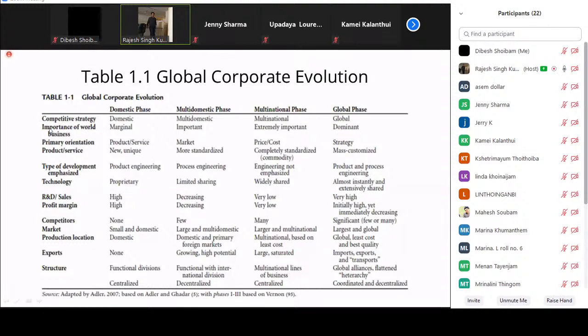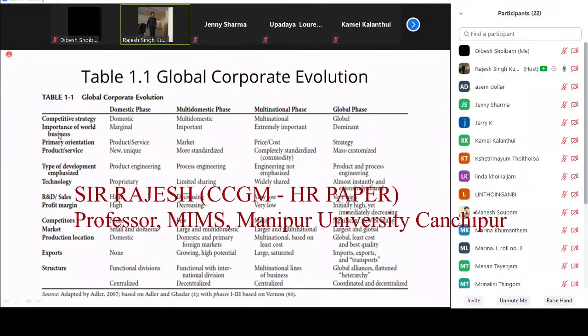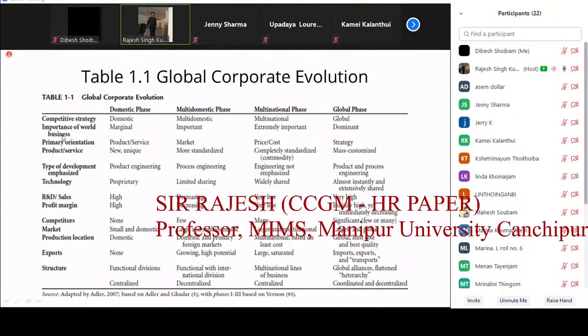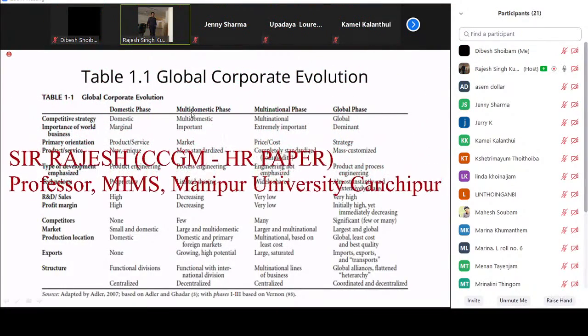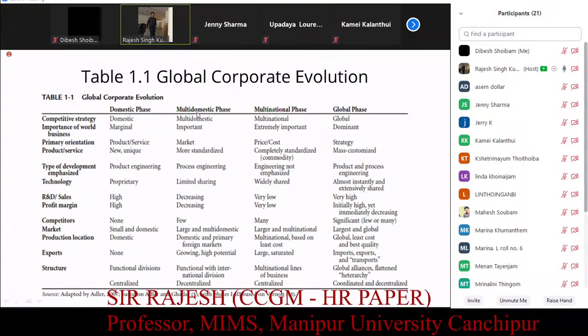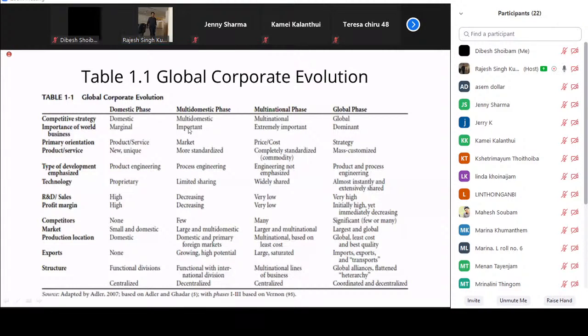Look at the second characteristic, the importance of world business for a company in the domestic phase. Suppose a company whose primary market is the country itself, then the importance of world business to this company is very minimal, marginal, not much impact. Whereas in the multi-domestic phase, the importance of world business started dominating and became an important factor. In the multinational phase, it's extremely important, and in the global phase, the importance of world business becomes very dominant.